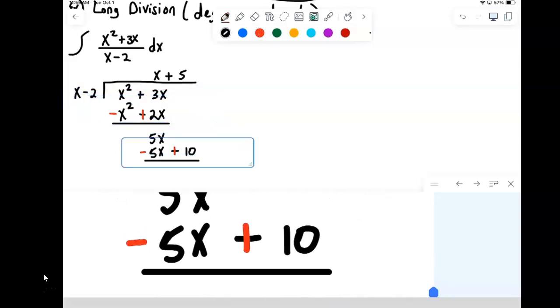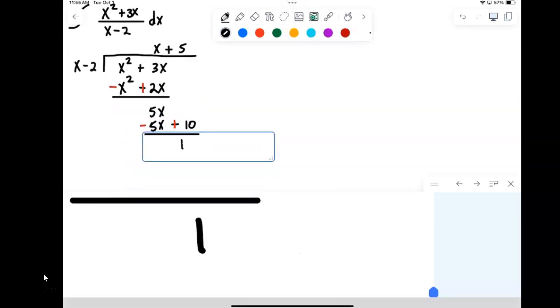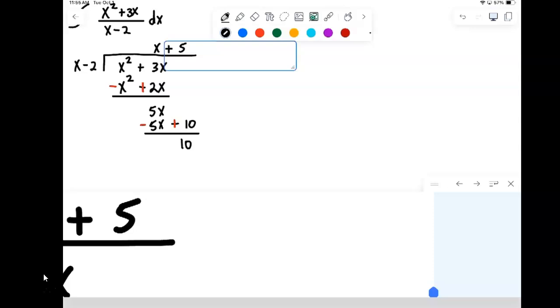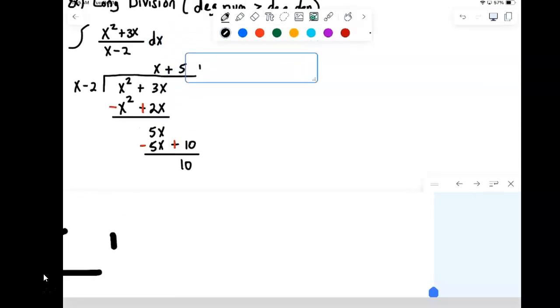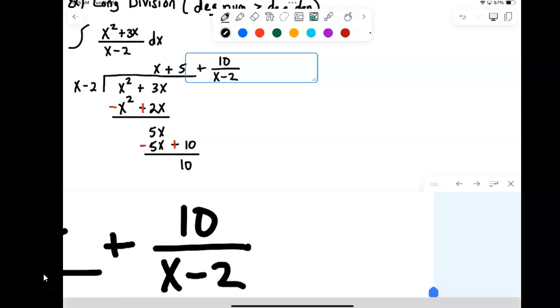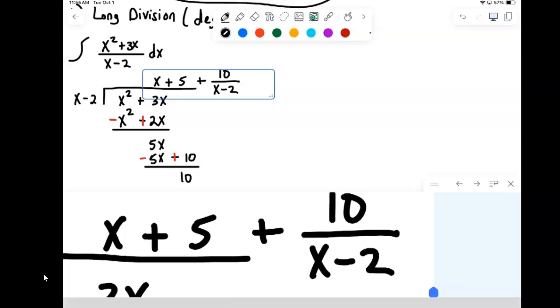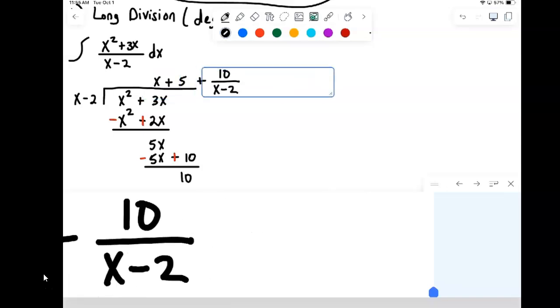Okay. And then we have 10 left over. Now, x cannot go into 10 evenly. We'd have to multiply by some kind of fraction. So that's my remainder, 10. So this will now be plus 10 over x minus 2. And now we can go back to the integral now that we've done our long division, because now the fraction is a fraction where the degree of the numerator is smaller than the degree of the denominator. In fact, in this case, it's a constant.